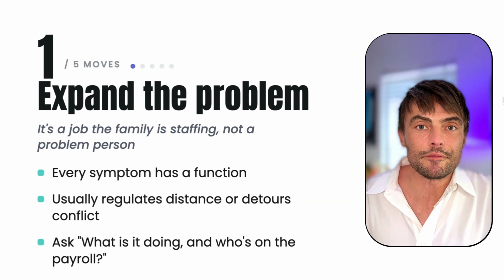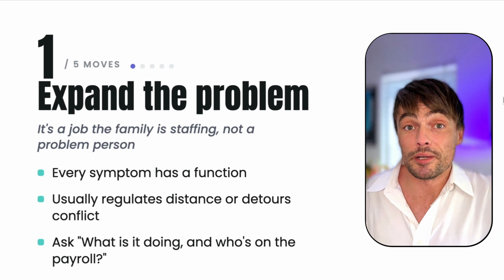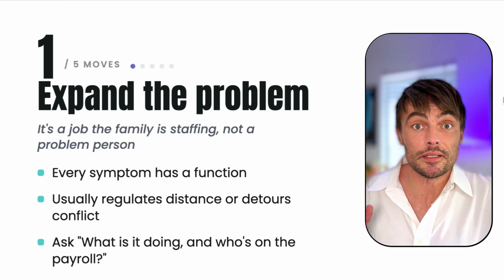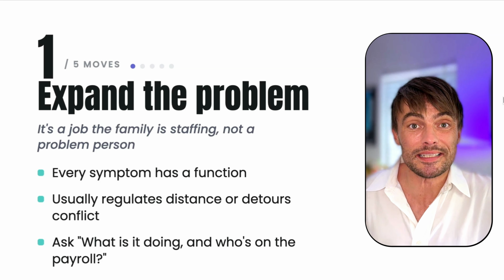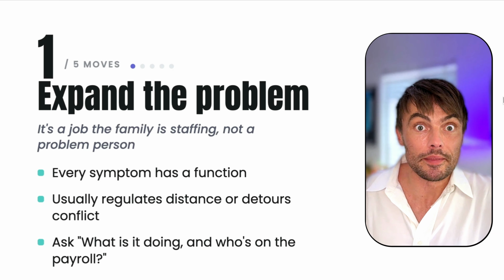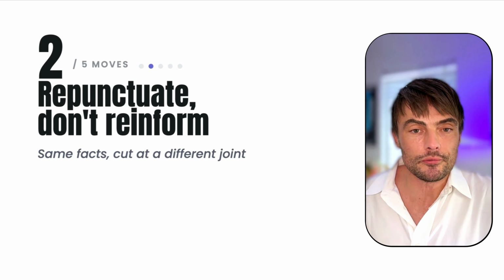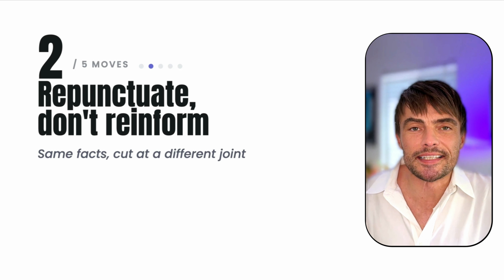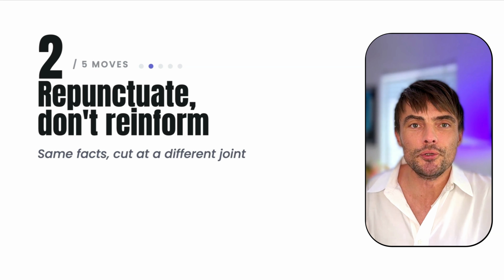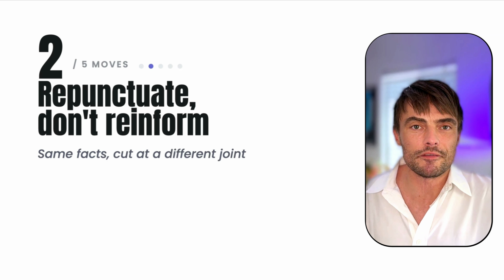So those are 3 different presenting problems with 3 different functions: distance, closeness, and detouring conflict. But in each one, the symptom is employing everyone in the family. Step number 2, re-punctuate, don't re-inform. This is an actual skill here. You don't change anything about the facts or the information you're given.